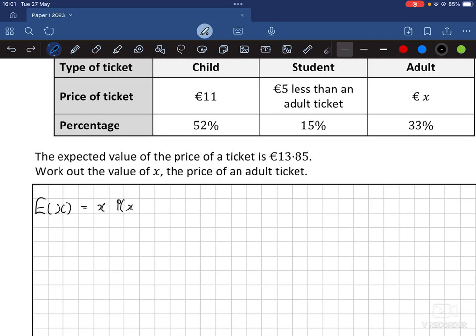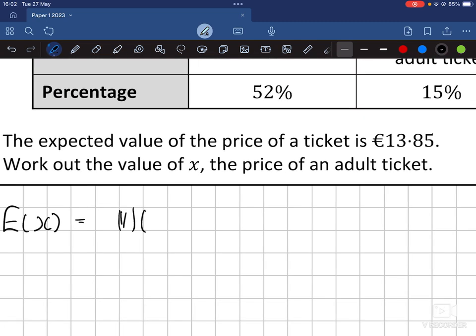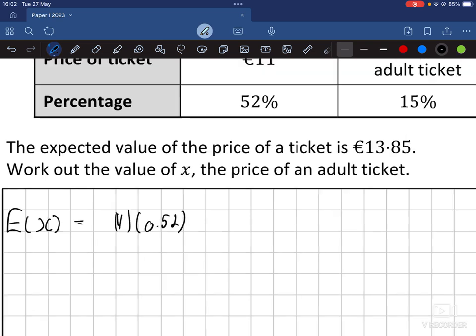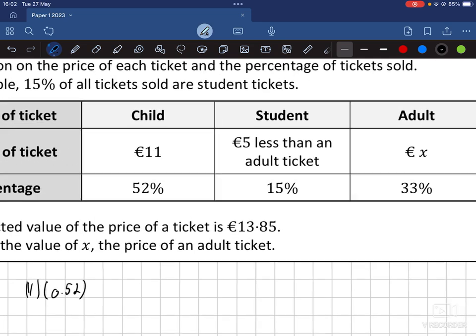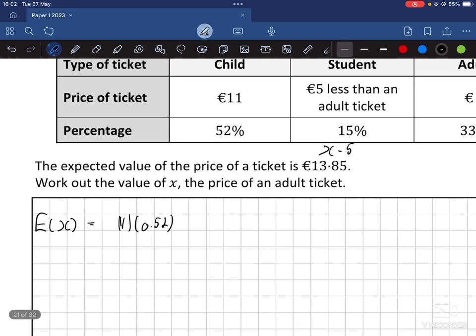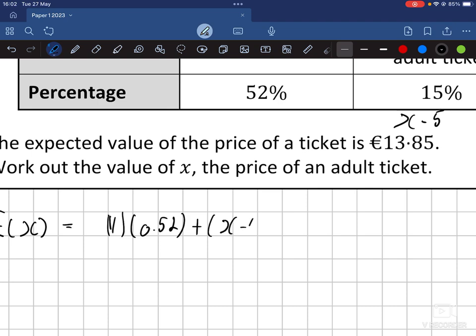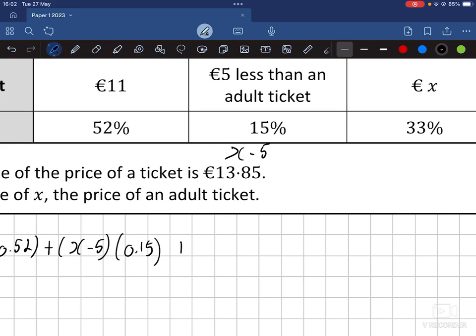So what you do is you just kind of add all these things up. First of all, it's €11 for the first ticket, multiplied by the probability of it, which is 0.52. Then for a student ticket, it's €5 less than an adult ticket. So an adult ticket is X euro. So to get however much a student ticket is, it's going to be X minus 5. So then it's going to be plus (X minus 5) multiplied by 0.15 plus X times 0.33.